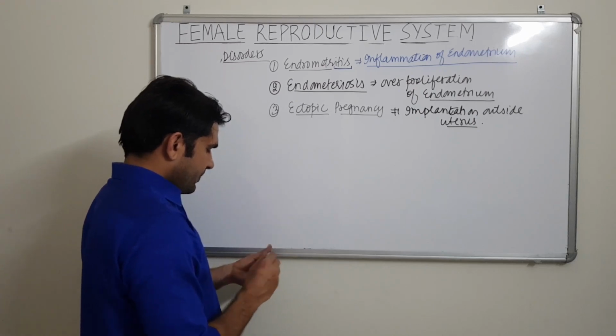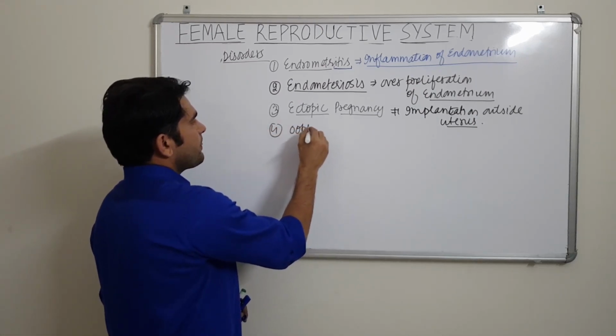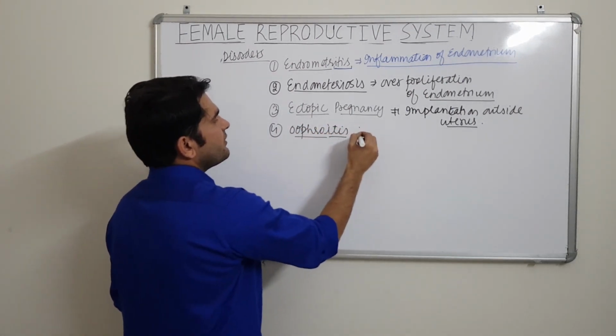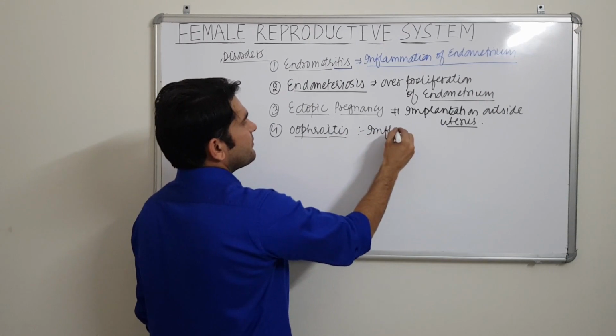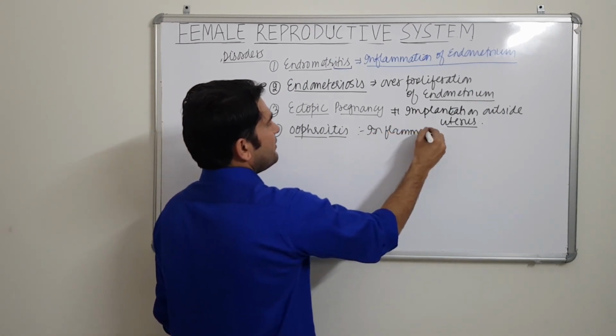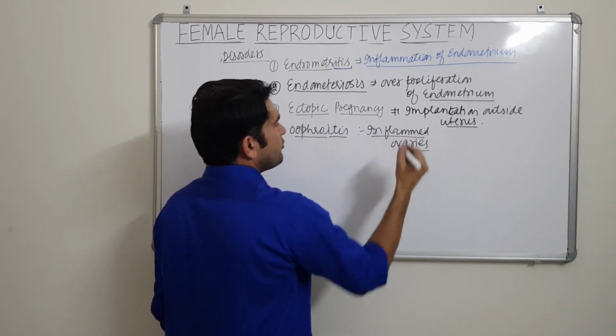Next, the fourth word, oophoritis. Oophoron is the word for ovary. Inflamed ovary is oophoritis. It generally results in lower back pain.